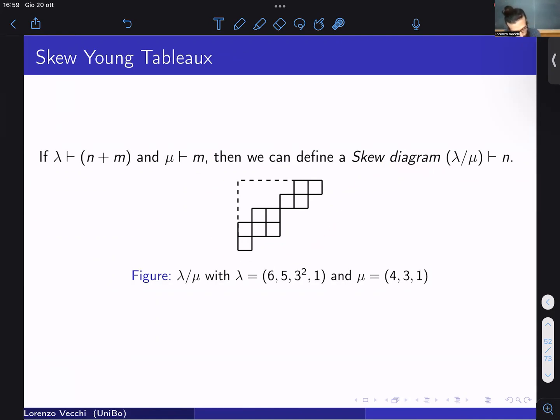So what did we do? We took the diagram for lambda. It was the big one here. Then we took the diagram for mu. We make the upper left corners coincide here. And we removed all the boxes that were inside of mu. And what we're left with here is a new different grid with n boxes, because I started with n plus m boxes and I removed m of them. And then I can still ask in how many ways I can fill this diagram in with numbers from 1 to n in such a way that the rows and the columns are strictly increasing. And this will be a skew Young tableau, a skew standard Young tableau.